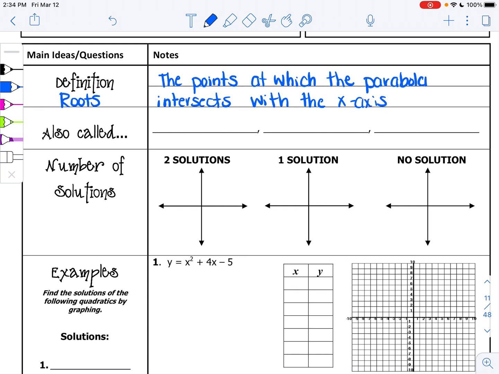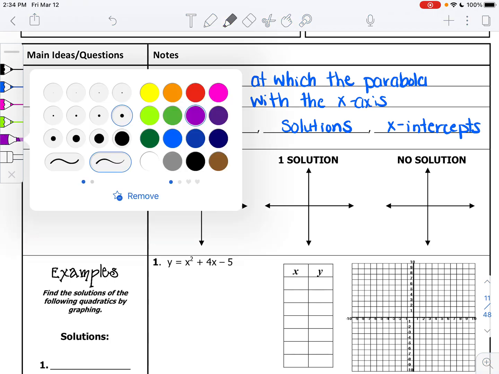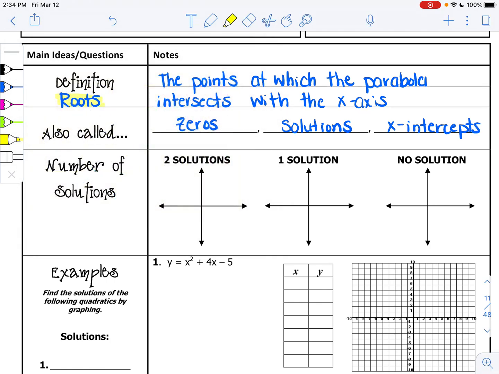And your roots can also be called zeros. So if you're asked to find the zeros of a function, you're finding the roots. They're also called your solutions and your x-intercepts. So all of these words, roots, zeros, solutions, and x-intercepts are all synonyms for the same thing and what we're going to be talking about today.